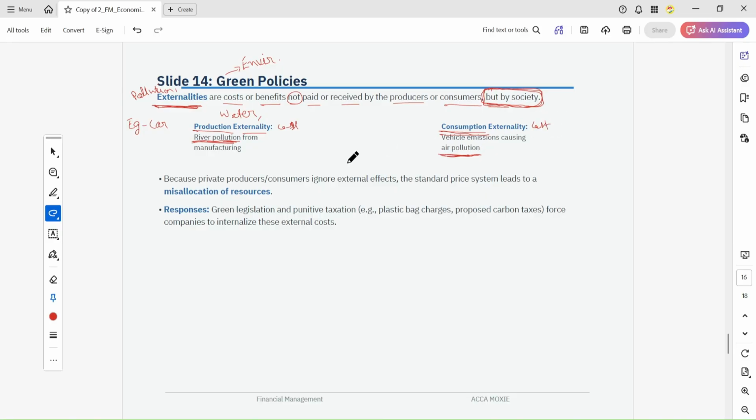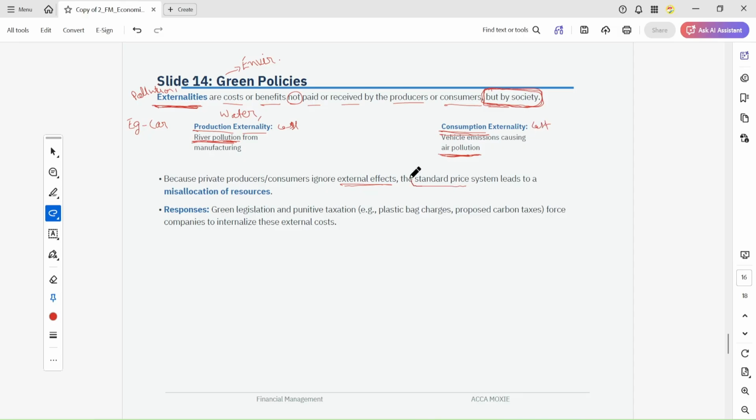Private producers and consumers ignore these effects, and generally these effects are ignored by the producers and the consumers. So the standard price system leads to a problem because you ignore these production costs and these external consumption externalities.